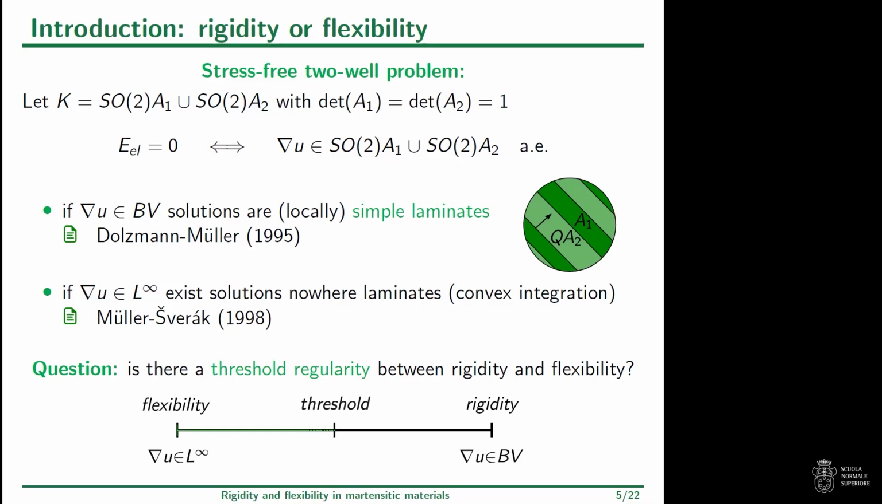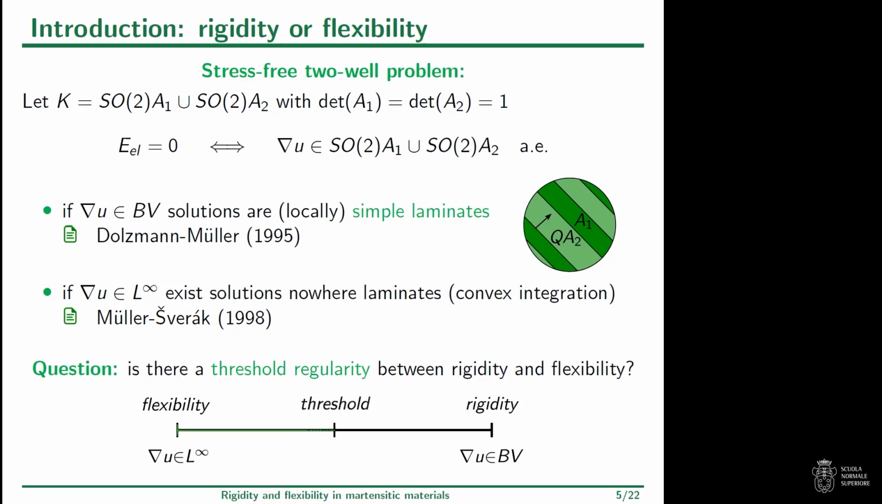Nowhere laminates means that in every point you find a ball, and in any point and in any ball you're not a laminate. So you're not a function depending only on one variable. Or you can have a laminate of higher order. Okay, here I've been a bit sloppy, this is not for every boundary condition, but if you take boundary conditions sufficiently complicated, then you can find solutions that are nowhere laminate.